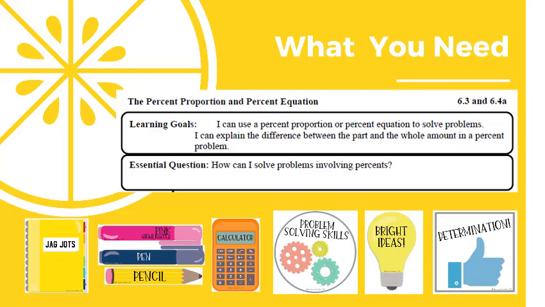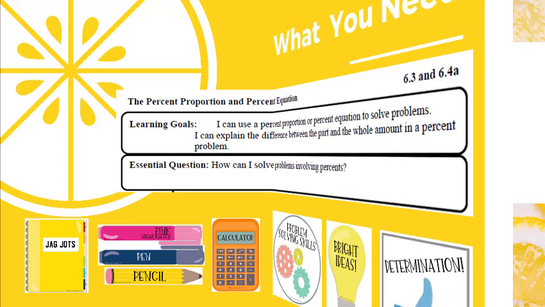Today you will need your Jaguar Jots on section 6.3 and 6.4a, a pen or a pencil, you might need a highlighter, a calculator might keep things moving along quickly, your determination, bright ideas, and always bring your problem-solving skills.